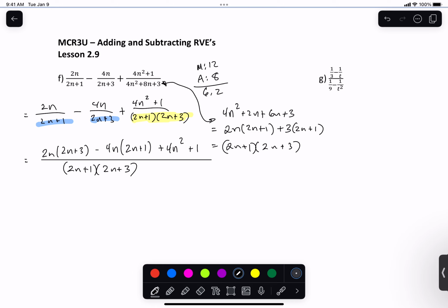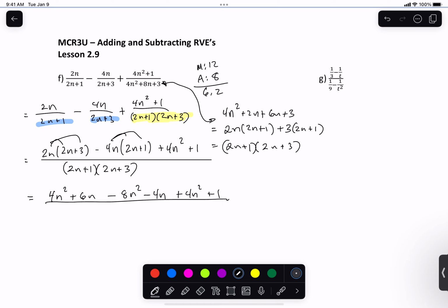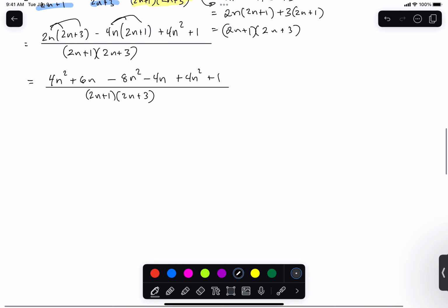Okay, and now I can expand the numerator, collect all the like terms, factor the numerator if possible, and hope for something to end up canceling out. That'd be nice. It's not always the case, but it would be nice. Okay, so let's just expand out the numerator and see what we get left. We're gonna get 4n squared plus 6n minus 8n squared minus 4n plus 4n squared plus 1. All that's going to be divided by 2n plus 1 times 2n plus 3. I'll move it up, sorry. What else?